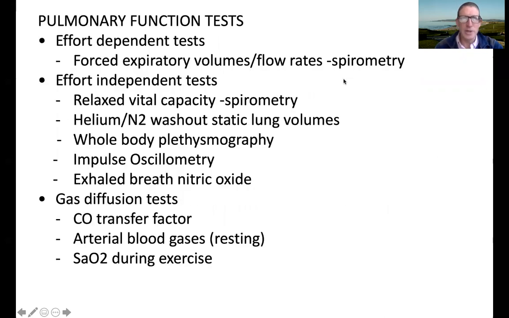Keywords, learning objectives. Pulmonary function tests can be divided into three basic types. Those which are effort dependent, which involve breathing with forced expiratory volumes and measuring volumes and flow, otherwise known as spirometry. Effort independent tests, which are not forced expiratory, which I've listed there. And then what's known as the gas diffusion tests, which I've also listed as well.